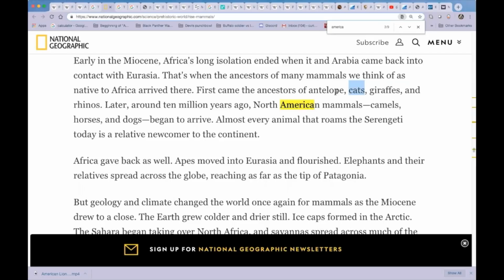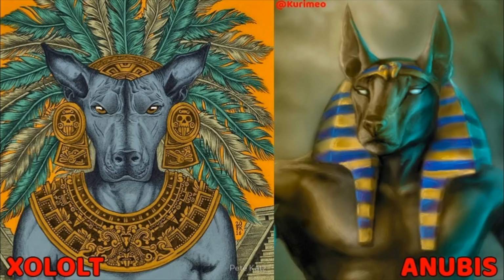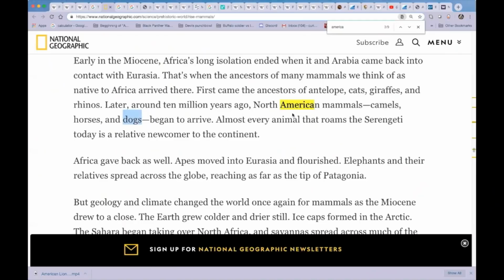Giraffes and rhinos. Later, around 10 million years ago, North American mammals like camels, there you go, camels, horses, and dogs. These are from America, they originate in America. Camels, horses, and dogs. Yes, dogs. You know my Shalot video, Anubis and Shalot, and how the ancestors had this animal very sacred, in the same kind of mythology as you find with Anubis. It's the exact same with Shalot. A very ancient dog they had. And you see the dogs originated in America. It says about 10 million years ago, they began to arrive there.